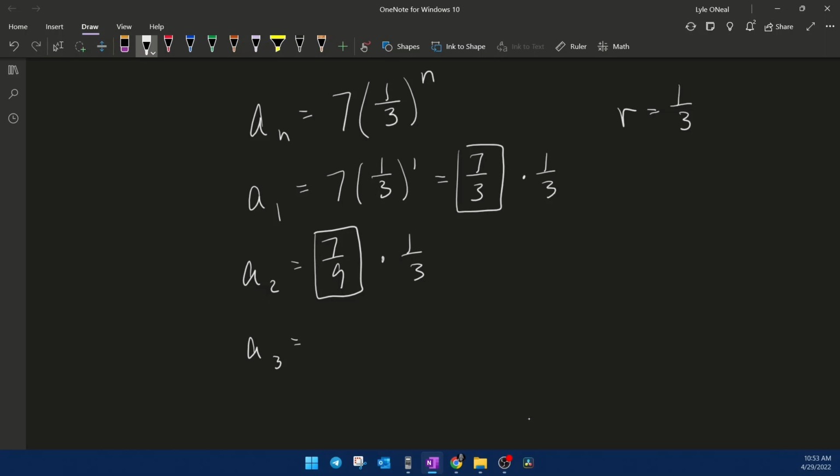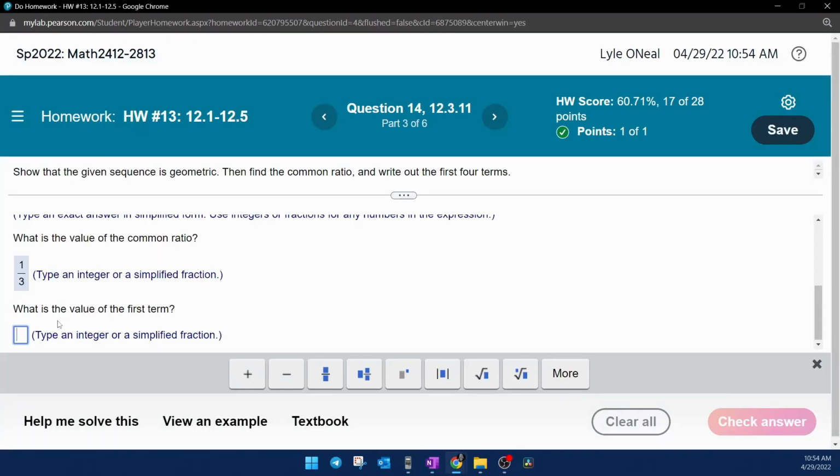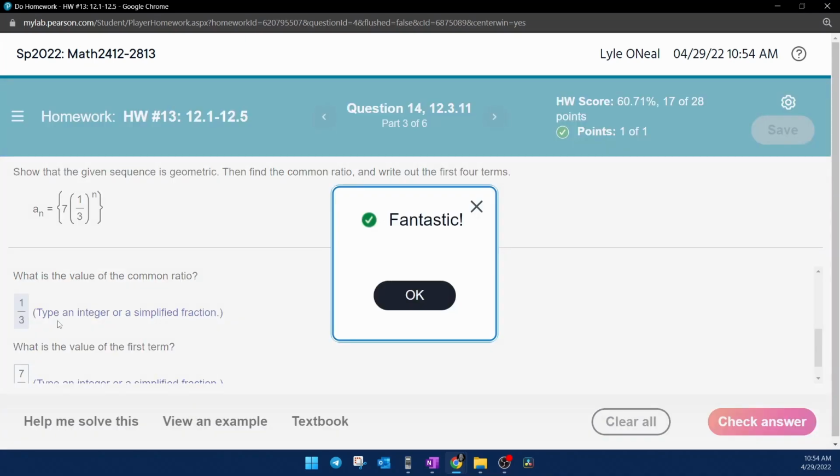So the third term would be the second term times 1/3, 7/27, and last but not least, the fourth term would be the third term times the common ratio. And 3 times 27, that's going to be 7 over 81. And now we need to go back and input the first four terms and see how we did. All right, what is the value of the first term? We calculated that to be 7/3.